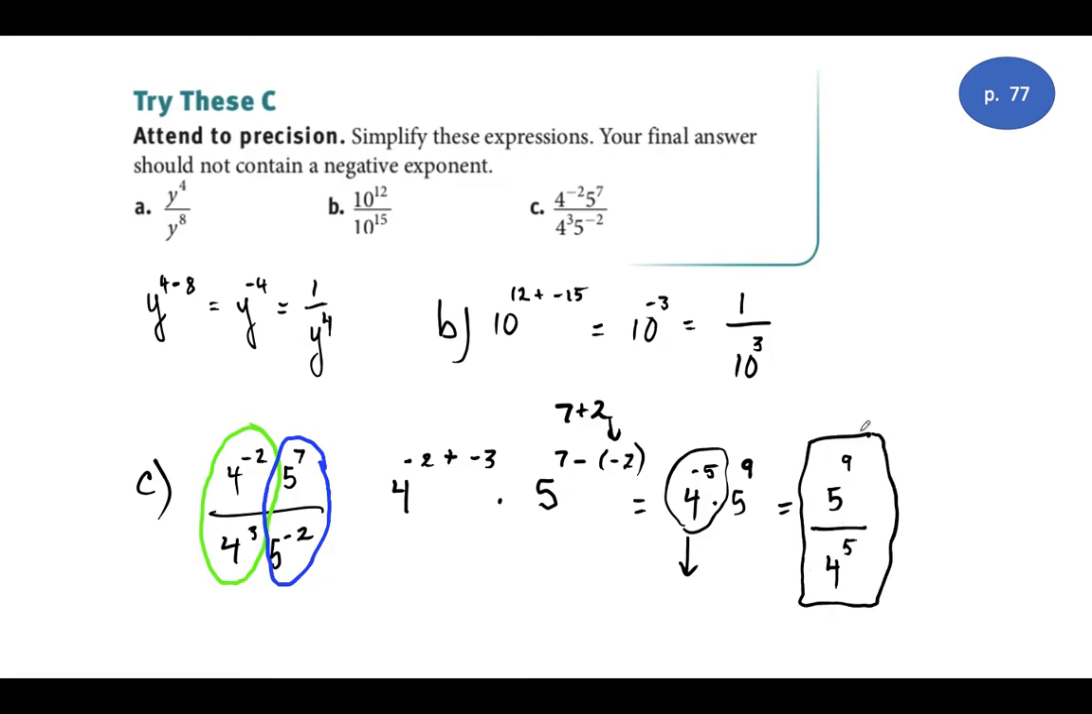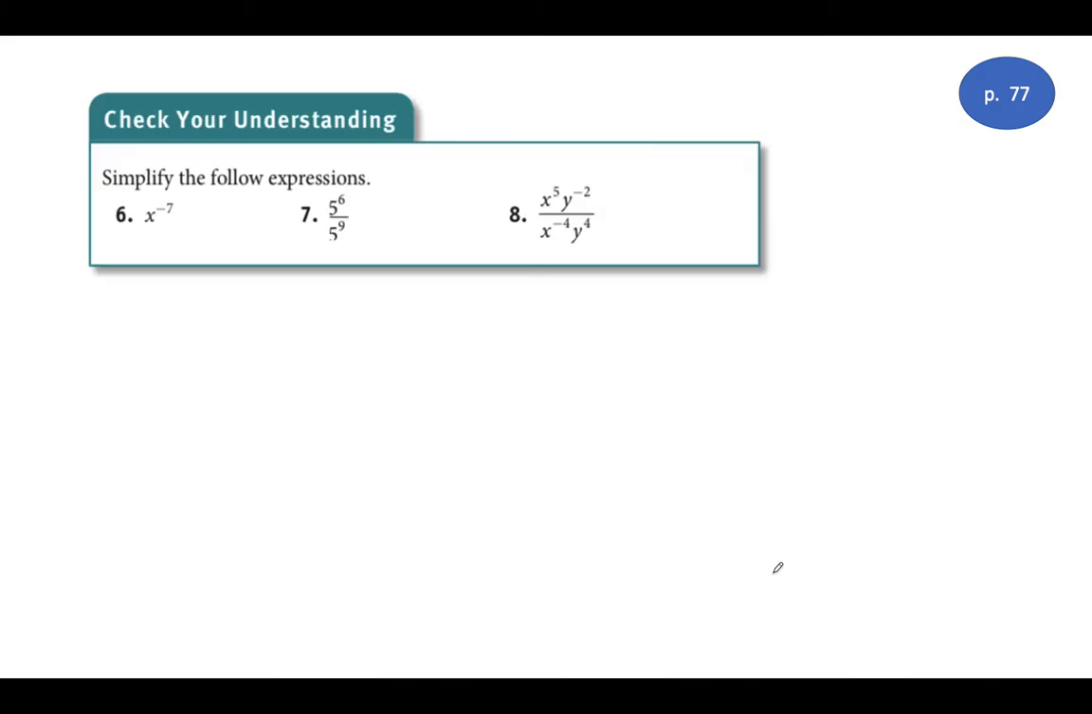Whoa, did that problem just blow your little mind? I know, right? These get tricky in a hurry. Let's do some more practice. Okay. X to the negative 7. I can just take the reciprocal.